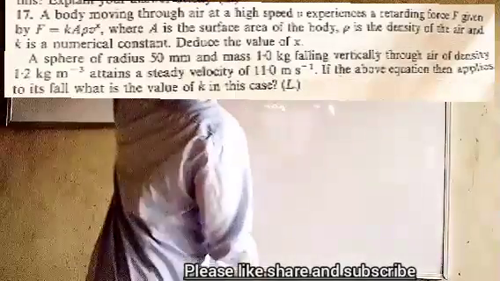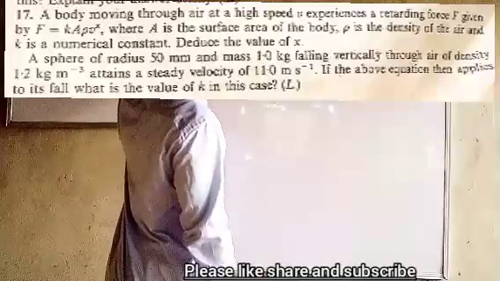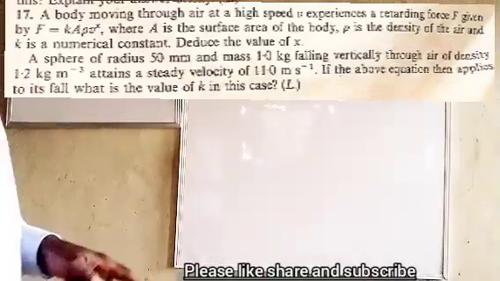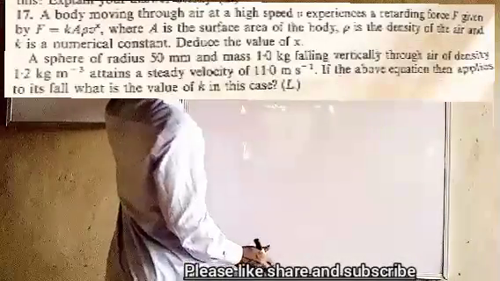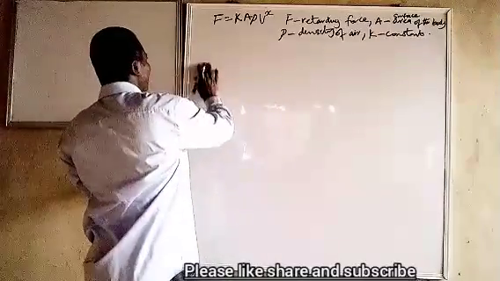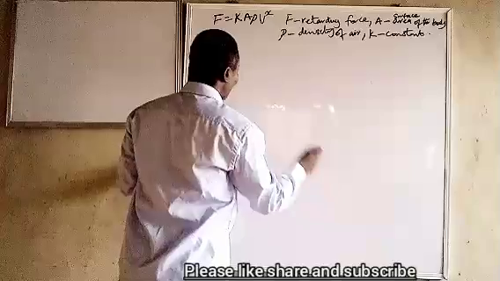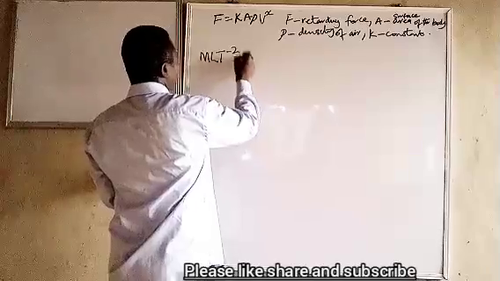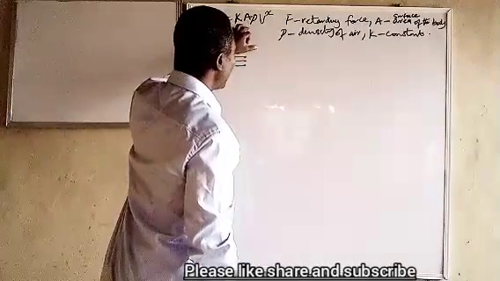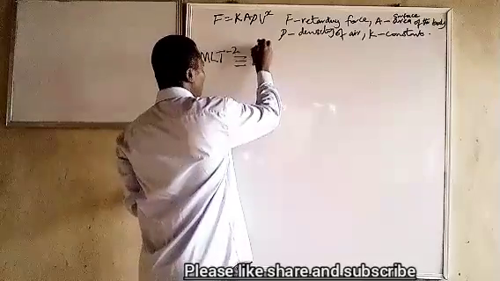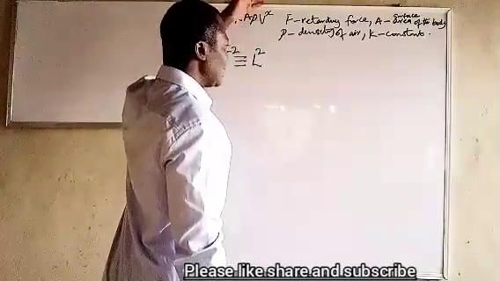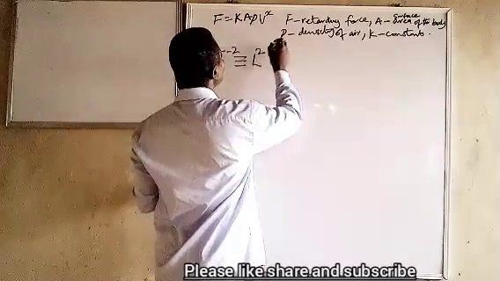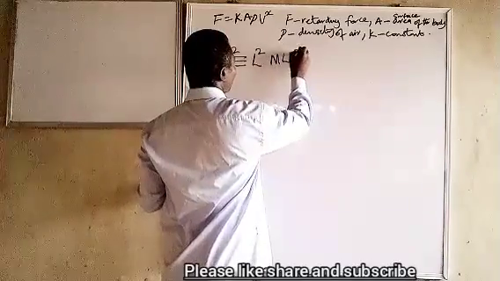We have a relationship of this form. F equals k a rho v raised to power x. And what is F? F is retarding force, so the unit of F is Newton, that is kilogram meters per second squared, that is M L T raised to power minus 2. K is constant, so we don't need it here. A is area, surface area, that is L raised to power 2. Rho is density, that is kilogram per meter cube, that is M L raised to power minus 3.